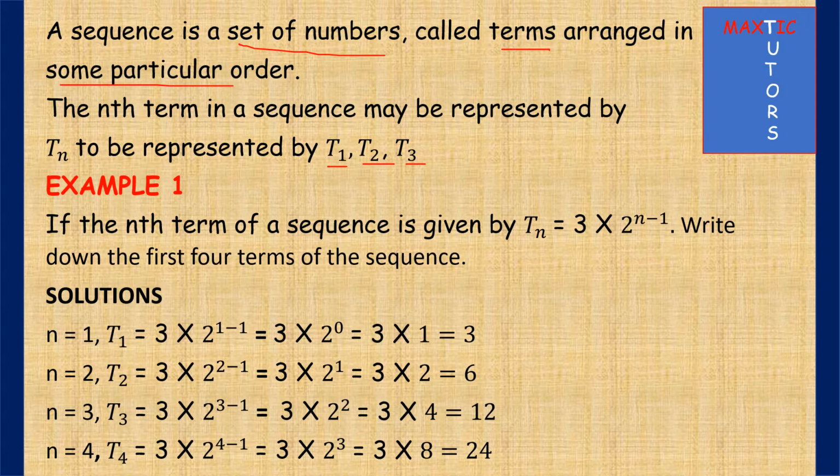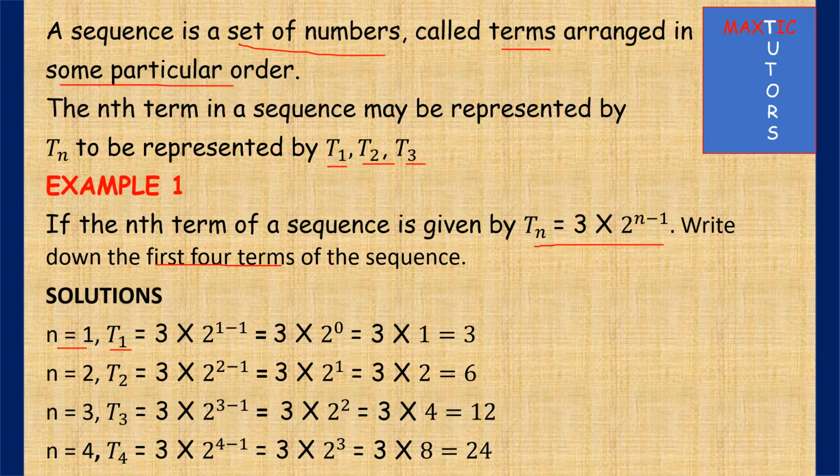If the nth term of a sequence is given by this formula, write down the first four terms of the sequence. In this case, what we need to do is to say T1, which is the first term, and that is when n equals 1. So substitute n equals 1 where you have n in the formula. And for the first one, you're going to have 3 as T1.